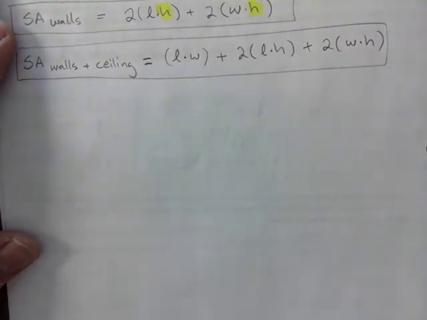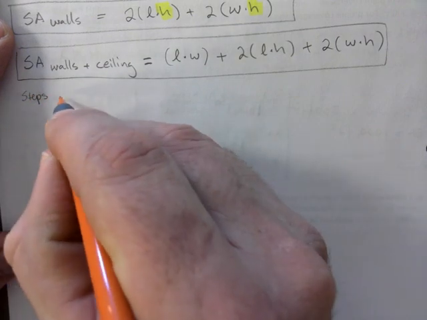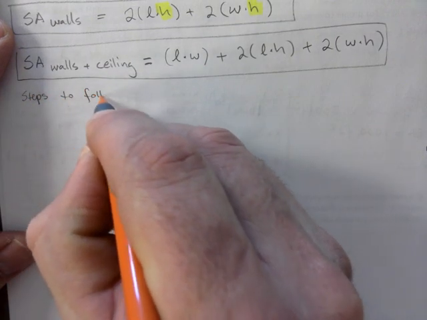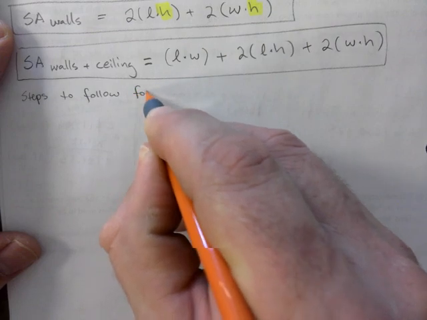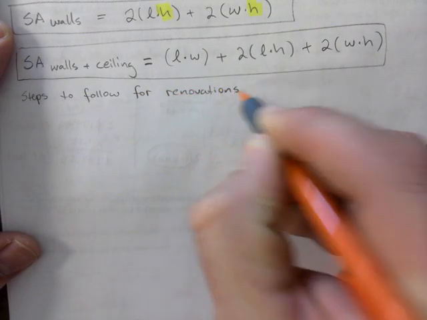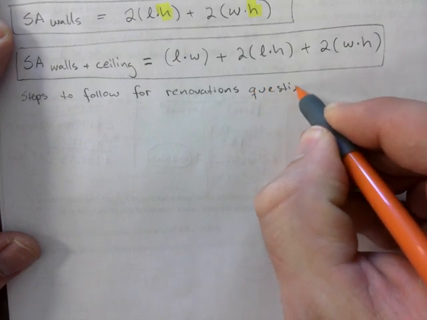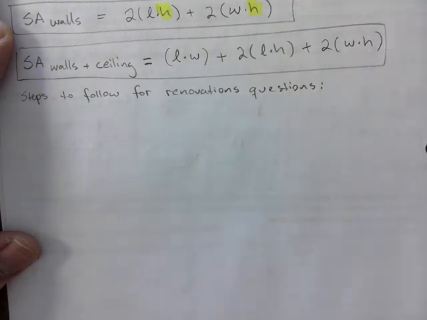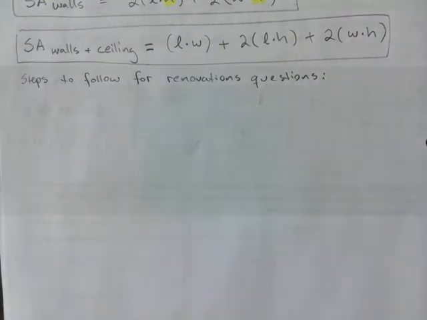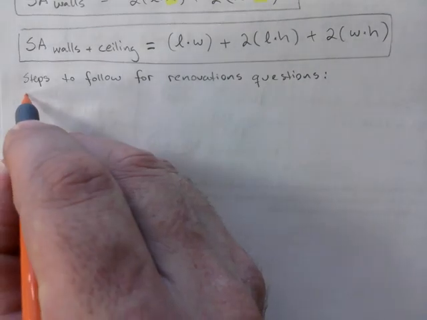So some important steps. If ever you have to calculate the cost to paint or lay down carpet, anything like that, you want to follow these steps, right?